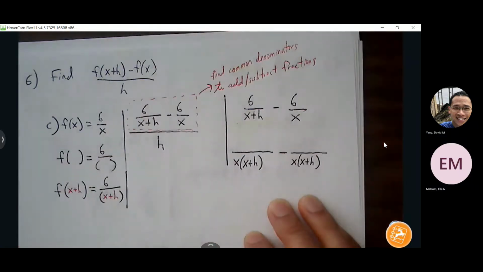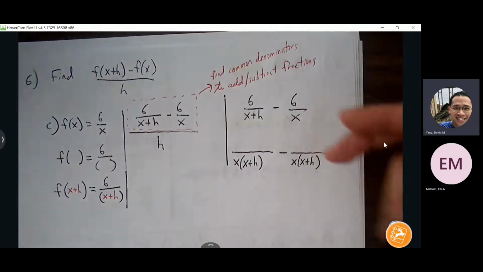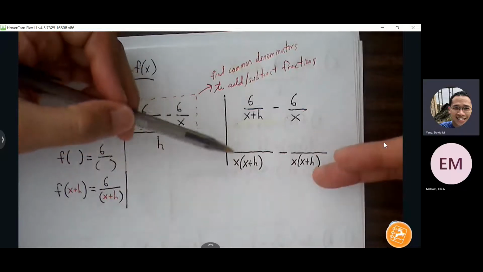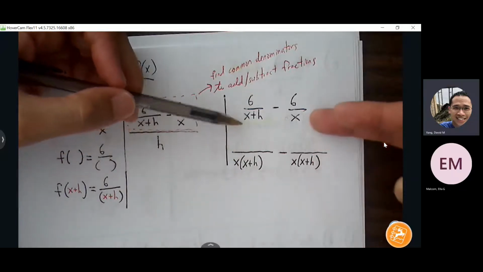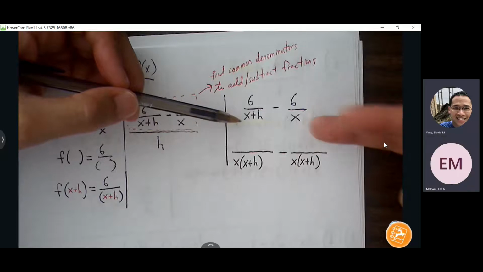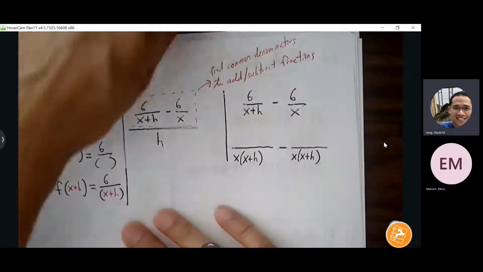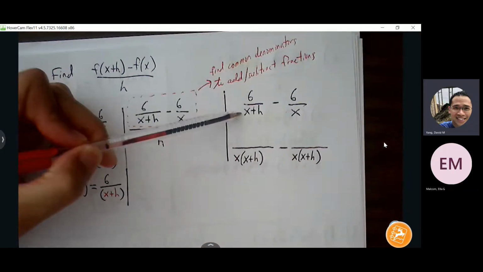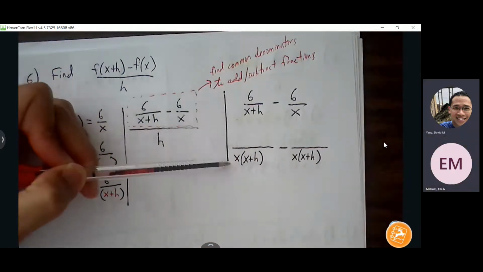So your common denominator is usually going to be larger than each of the individual fractions. And so now we've got to balance, right? We've got to ask what's different between this denominator and this denominator.